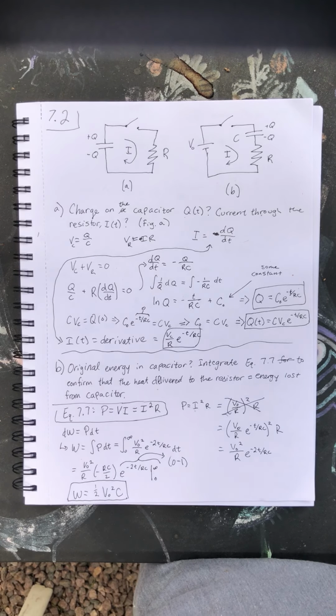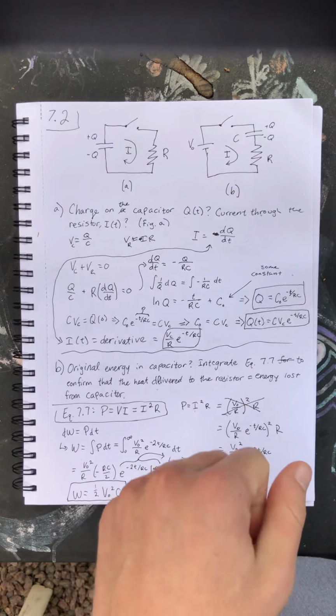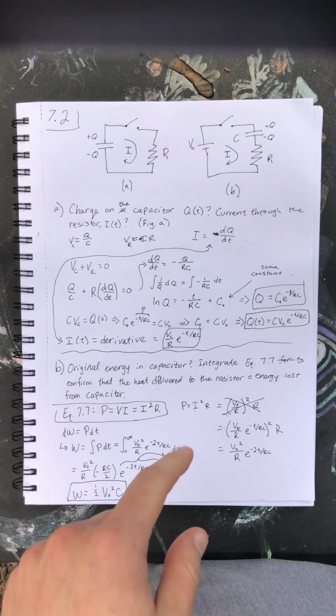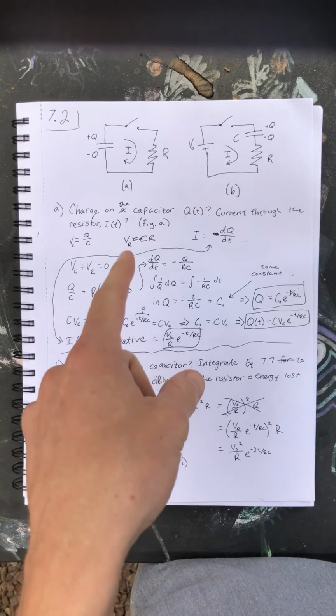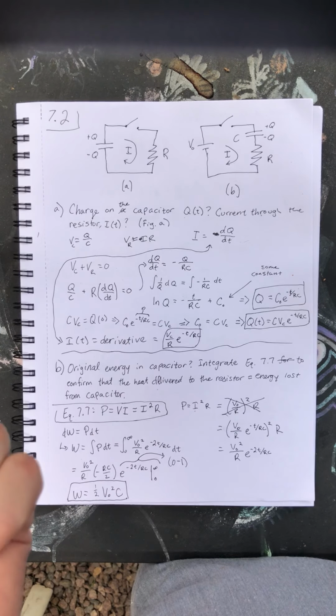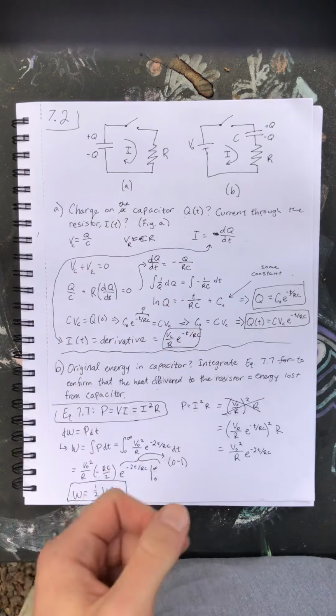Okay, so today I'll be talking about problem 7.2. It begins by giving us two diagrams shown at the top labeled as A and B. And the first question is going to ask us what the charge on the capacitor as well as the current through the resistor with respect to time is. And this one is regarding figure A.